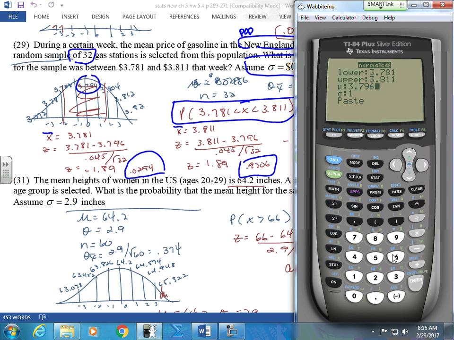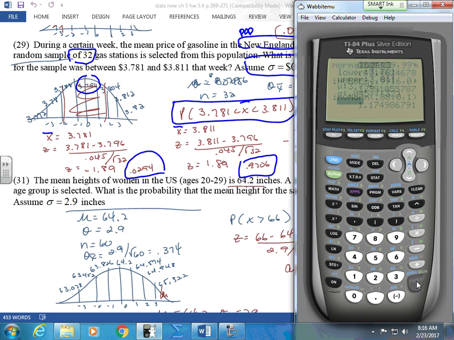Now your standard deviation changed. So let your calculator do your standard deviation. 0.045 divided by the square root of 32. Just be careful because in this, it gives you a parentheses for your square root. You just have to close it. So it's telling you, I want this number under my square root sign. Just make sure you close it.